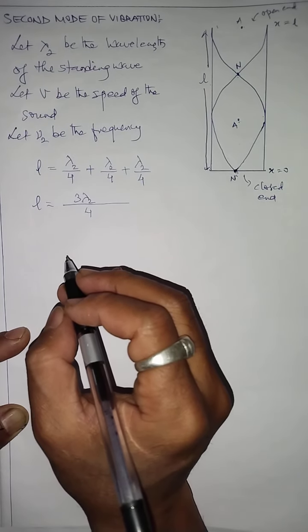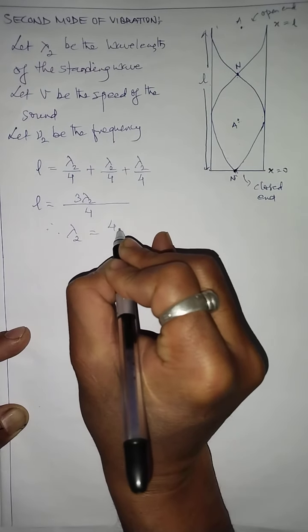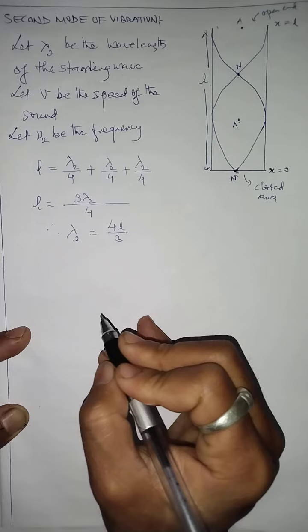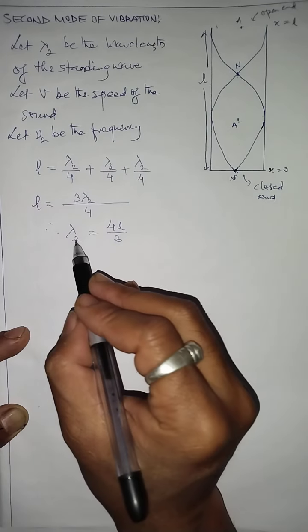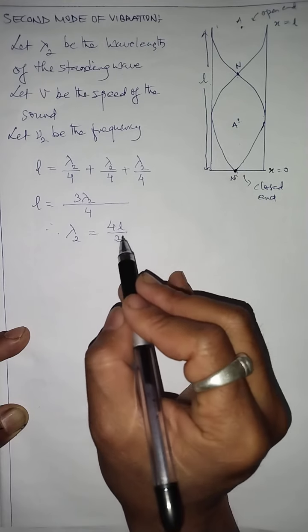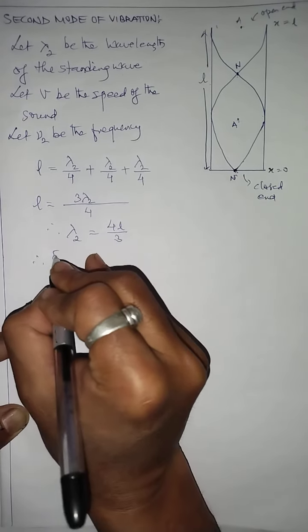Which means if you cross multiply, we write down lambda 2 equals 4L by 3. So the wavelength of the wave produced in the second mode of vibration, that is lambda 2, equals 4L by 3. So if this is the wavelength, then I write down the frequency.